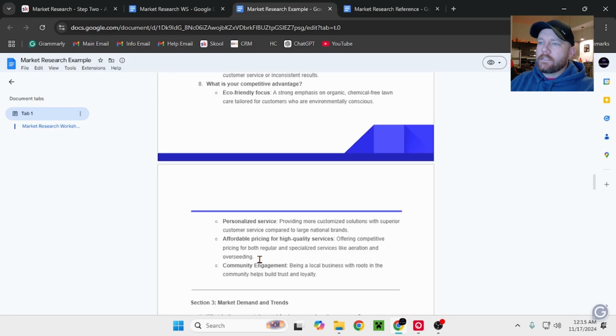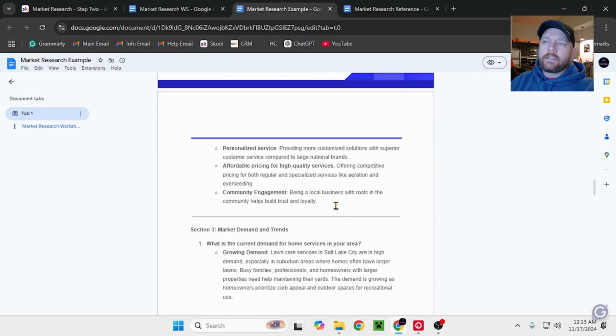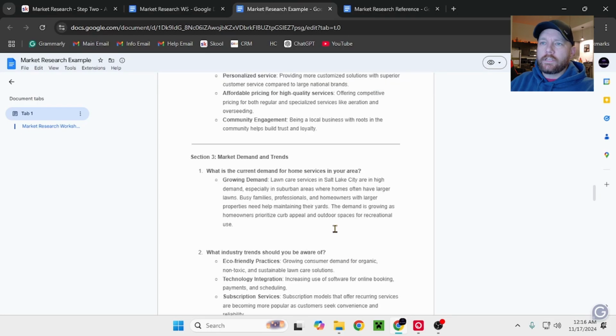You can do affordable pricing, budget stuff. You can have just a quick mow with nothing else that they can afford. So at least they can get some of your service. And then community engagement, just being in the local businesses and the community helps build trust, right? Because I'm your neighbor. I'm not some random guy from this big company. I'm your neighbor and I do your stuff. So working in your area can be beneficial.